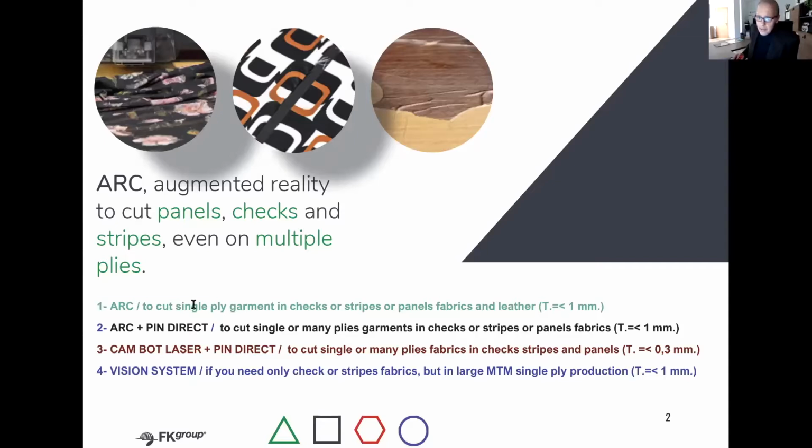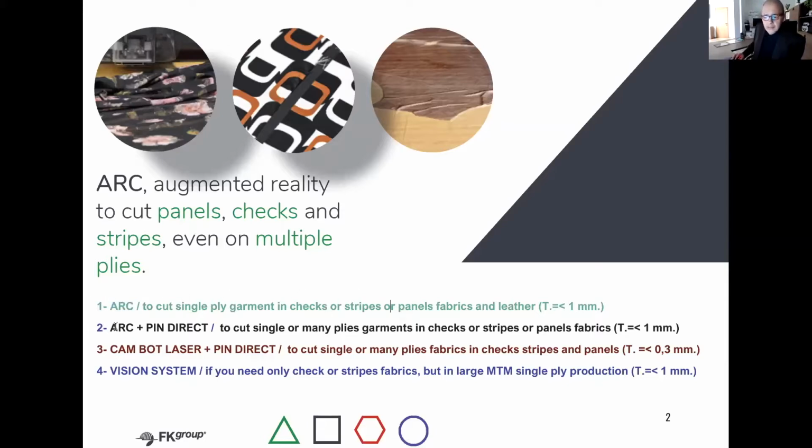Point one: a simple solution to cut single ply garment in checks or stripes or panel fabrics and leather. T, what is T? T is tolerance. After many years that we have been testing this technology, we found that it's not possible with fabric to go better than plus or minus 1 millimeter. So with the ARC, we are sure that the final result oscillates within 1 millimeter plus or minus. This is for single ply.